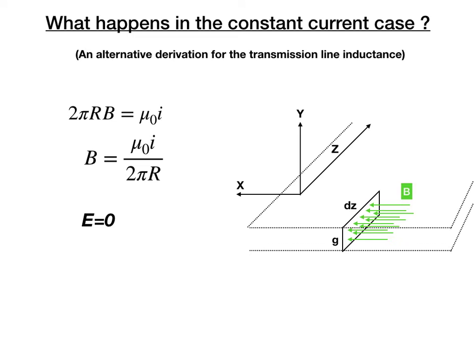The flux is given by the gap times dz, which is the area over which the field is going through, times the actual field, which we take from here. So to get the inductance, we need to use the formula that the flux phi is L times I. And then we get again the same formula, L equals mu0 times a small element over 2 pi r times g.